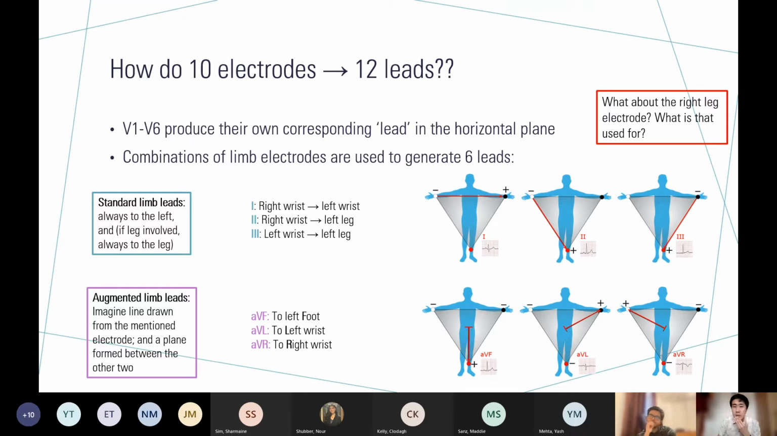What about the right electrode? Right leg, sorry, electrode. What do we use that for? So we've generated the 12 leads from actually just the 9 electrodes, the 6 on the chest, and then your right wrist, your left wrist, and your left leg. Do we know what we use the right leg electrode for? This is just general knowledge. It probably doesn't matter so much.